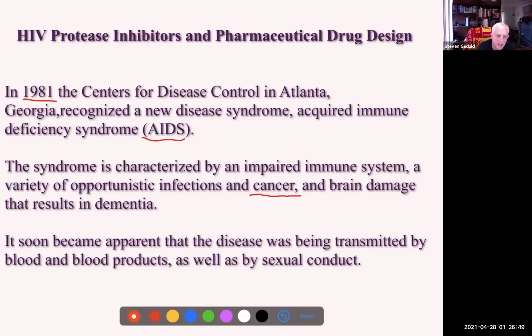Okay. It soon became apparent that the disease is being transmitted by blood and blood products, as well as by sexual conduct. Okay. That's how they're transmitting the AIDS virus.